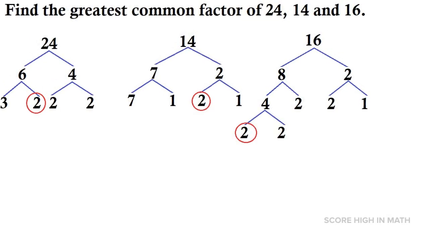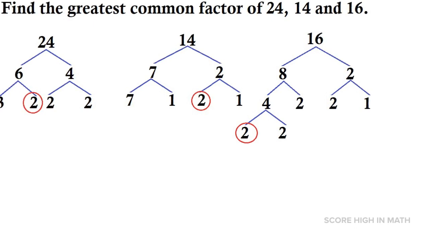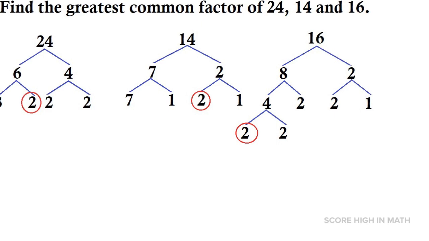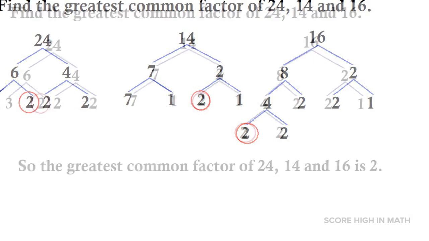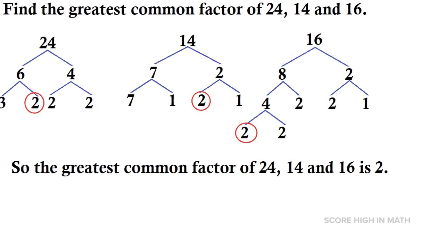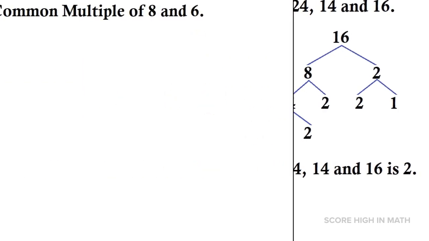Now, let us look for the common factors in 24, 14, and 16. You can see that I encircled number 2 on 24, 14, and 16. Do we still have common factors besides 2? No more, right? Therefore, the GCF of 24, 14, and 16 is 2.